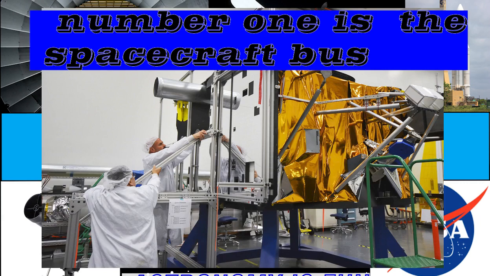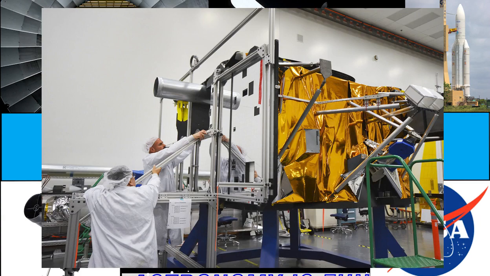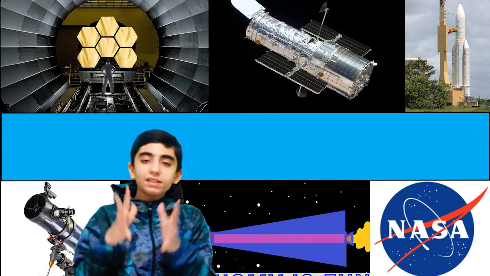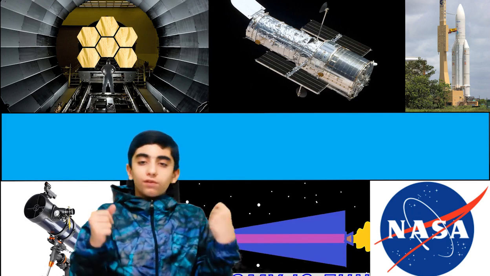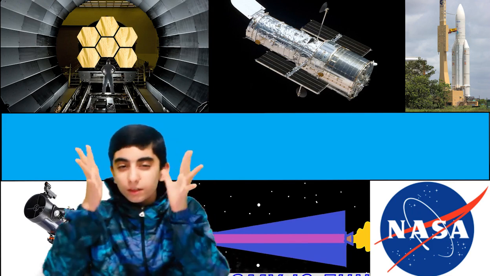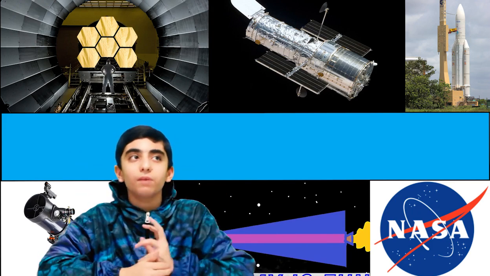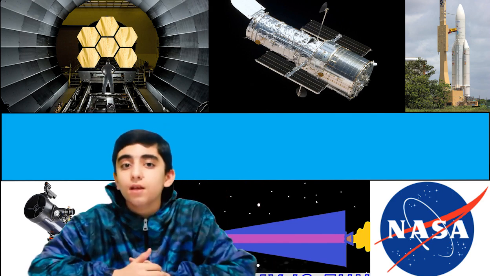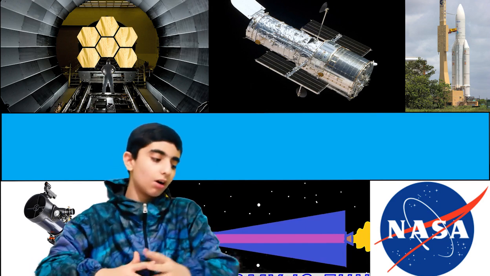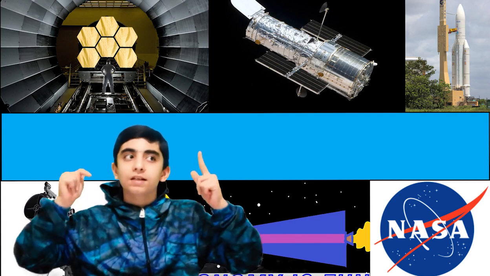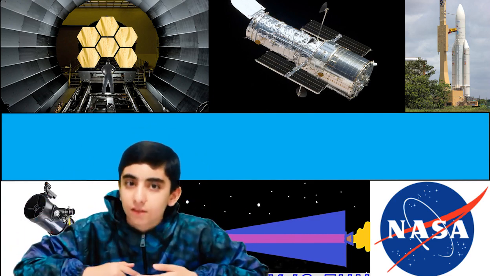Number 1 is the spacecraft bus. If you open the PDF, the first thing you will come across is the spacecraft bus. And what exactly is the spacecraft bus? It provides the necessary support functions for the operation of the James Webb Observatory. This part contains many subsystems, six major subsystems, which I'm going to tell you about right now. Let's go through those six and then continue with the rest of the video.